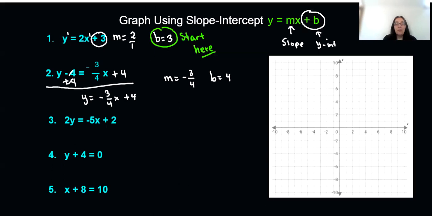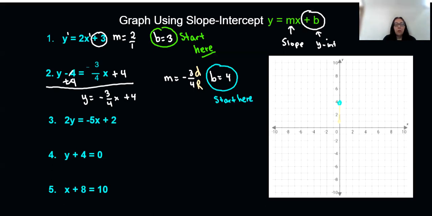So when we graph it, what do we graph first? Think about it. Yes, we always start here with b. So I'm going to go over to my graph to the y-axis, and I'm going to put a dot at 4. There we go. And we're going to move from that spot. So when I look at my slope, it is negative. So I'm going to go down and right from that point. So from the point 4 here, I'm going to go 1, 2, 3 down. That puts me right there.